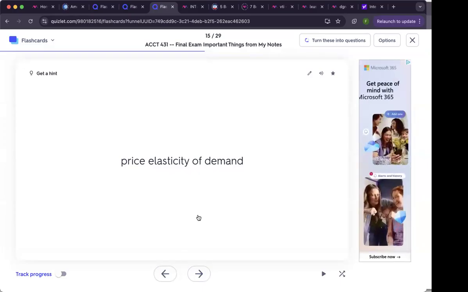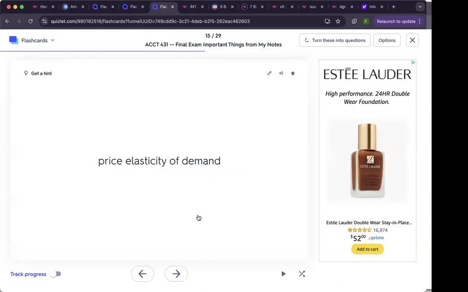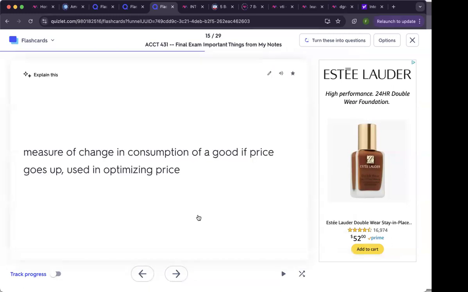So the price elasticity of demand is for every 1% price increases or decreases. Likewise, if price goes down by 1%, then demand increases by 2%. So again, price elasticity of demand is the measure of change in consumption of a good if price changes.